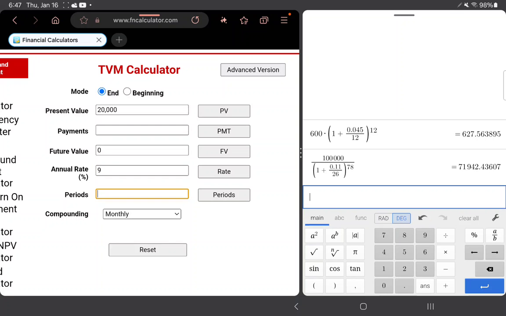And we'll say $20,000. Let's give ourselves 10 years to do this. So 10 years times 12 months per year, that means it's a total of 120 periods. Okay, so we got a present value of 20,000. Future value is just always going to be 0 if it's a loan repayment.